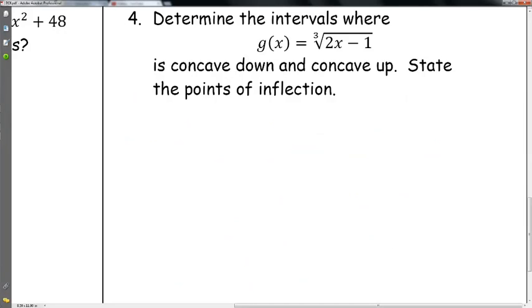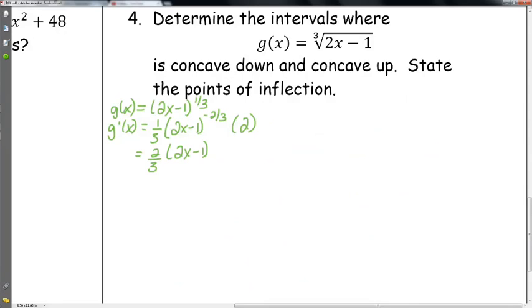So g of x, I need to fix it first, is equal to (2x minus 1) to the 1/3. Well, that means that g prime is 1/3 if you use the chain rule. So (2x minus 1) raised to the negative 2/3 times the derivative of the inside, which is 2. Well, that's just 2/3. So I'm going to multiply 1/3 times 2 times (2x minus 1) raised to the negative 2/3. So there's my first derivative.